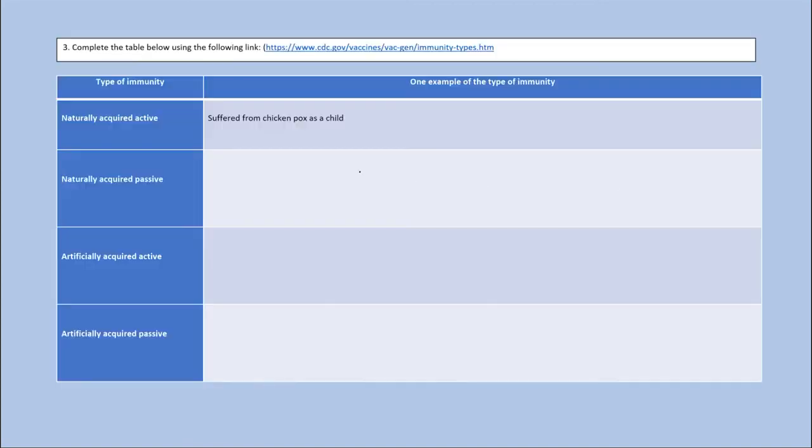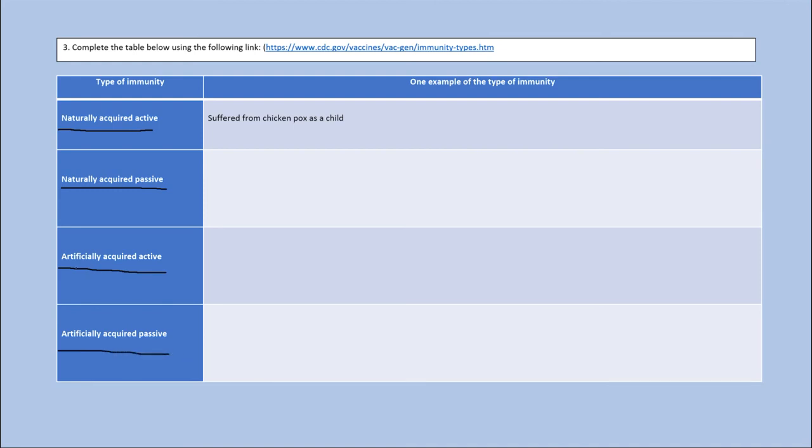So that comes on to the different types of immunity that we can get, and you're asked to do this in your booklets or your assignment. We've got to fill the table in. We can have naturally acquired active, naturally acquired passive, artificially acquired active, and artificially acquired passive.